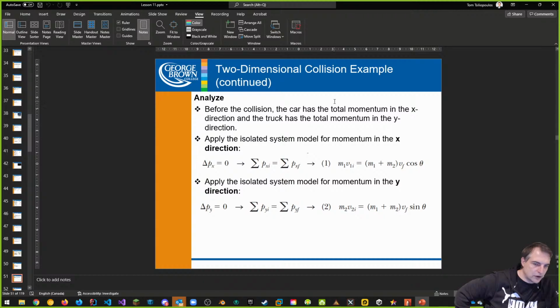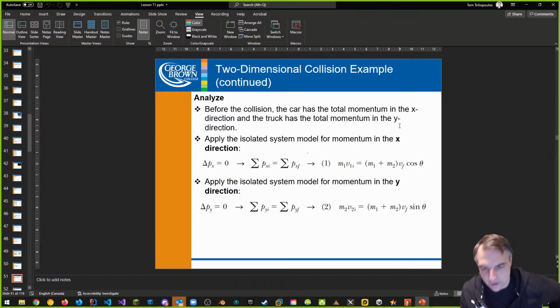Analyze. Before the collision, the car has a total momentum in the x direction, and the truck has a total momentum in the y direction, because we've actually put them on axes here. In this case, we know that the change in momentum across the x-axis is 0, and the change in momentum across the y-axis is 0, because momentum across the x-axis initial is momentum across the x-axis final. Same thing for this one. And we can categorize them with two different equations, 2 equations and 2 unknowns, right?